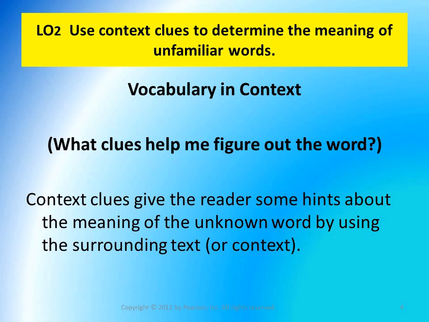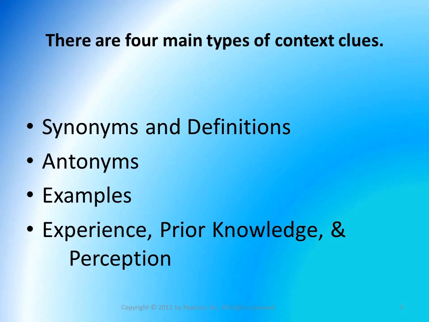Context clues are hints or any kind of clue within the text to help you identify those words that you don't know. So it is important that you know a good amount of the words. Otherwise, if you don't know too many, the guessing won't really happen as well. Okay? A lot of authors use 4 types of context clues. One is synonyms and definitions, another one is antonyms, another one is examples, and the last one is experience, prior knowledge, and perception. And I'm going to go through each 4 in a little more detail.